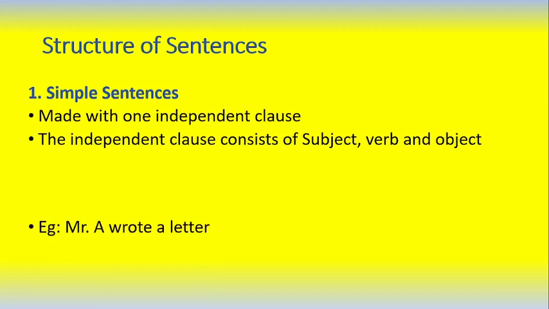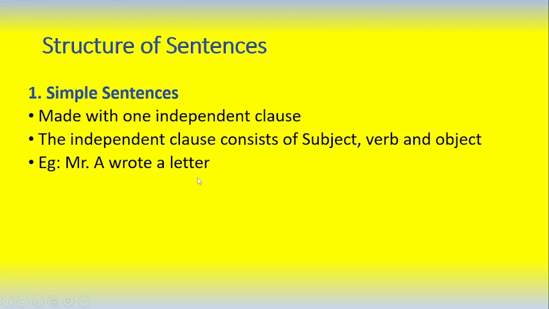understand with one example what a simple sentence is. Mr. A wrote a letter. Mr. A is the subject here. Wrote is the verb, the action. A letter is the object, so it is an independent clause. Simple sentences are very important for us, especially for beginners, because we have to start speaking English with simple sentences. There should be a subject, a verb, and an object, and we should identify what the subject, verb, and object are. Then definitely we can speak better simple sentences. So let us begin speaking English with simple sentences.